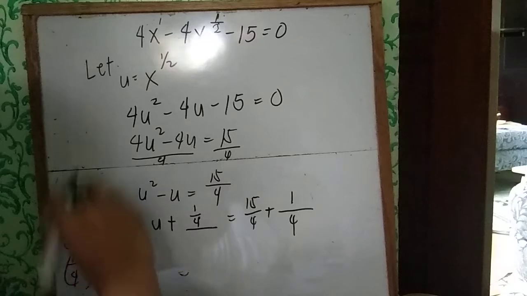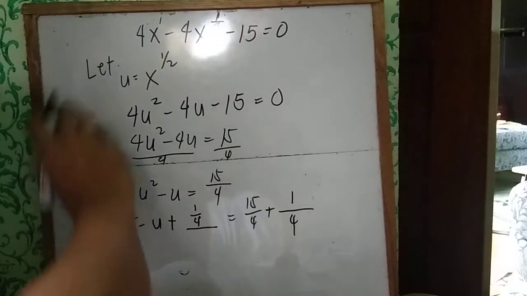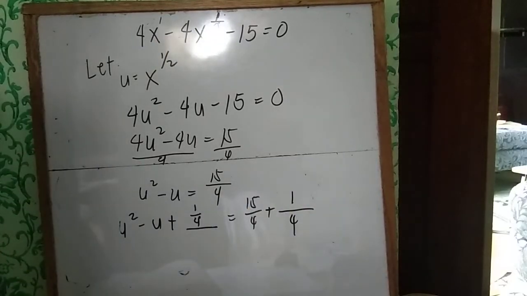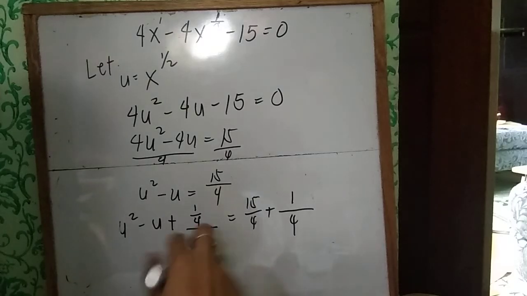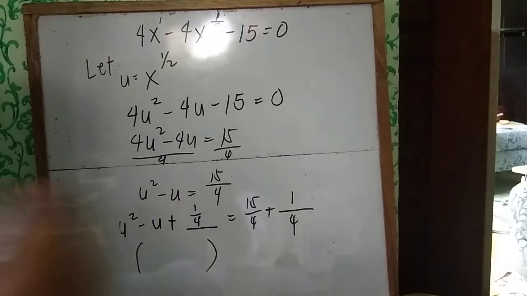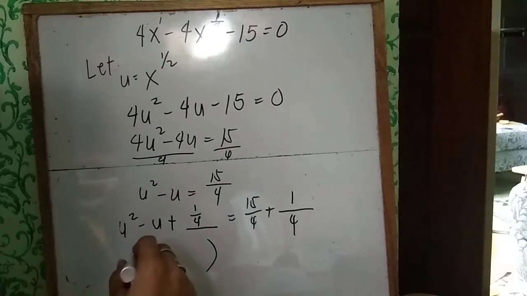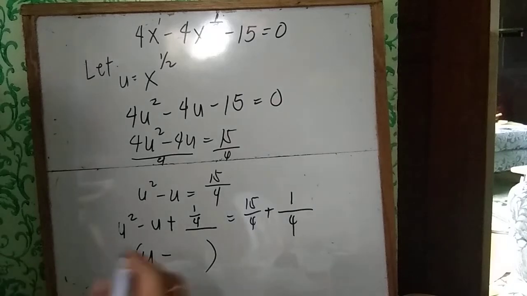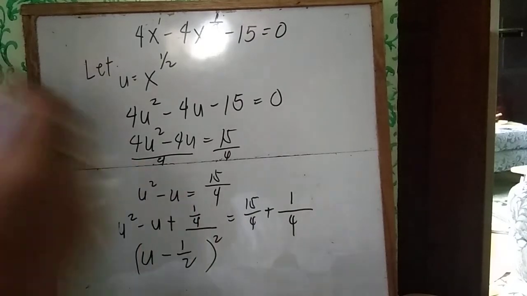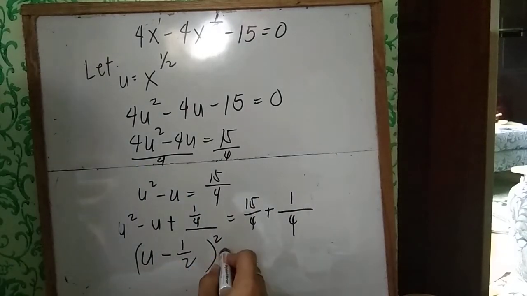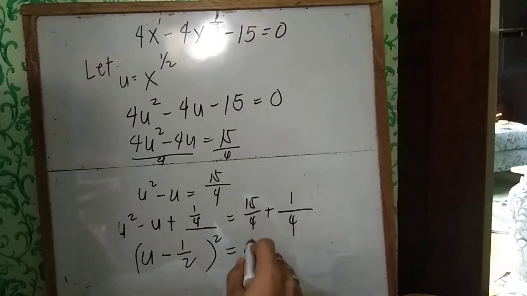Now, next is to express the trinomial as a square of a binomial. So we create a binomial. The square root of u squared is u, copy the sign of the middle term which is negative, then the square root of 1/4 is 1/2, then squared. Next, equals 15 over 4 plus 1/4. The denominator is the same, so directly 15 plus 1 is 16. 16 divided by 4 is 4.